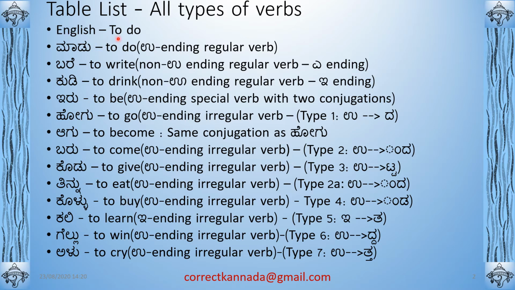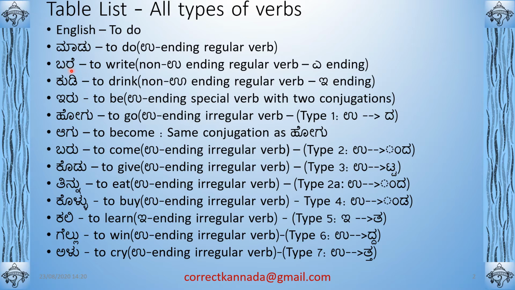The first one is actually in English, the verb 'to do'. I have given it in English so that people understand how the table looks for all the tenses. That's the idea. Next is Madu. Madu is an 'oo' ending regular verb. Madu type verbs are the most common verbs in Kannada, where they are 'oo' ending and they are regular verbs. I'll talk about irregular ones slightly later.